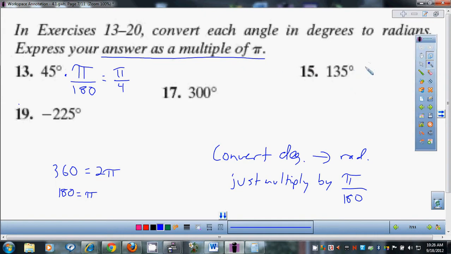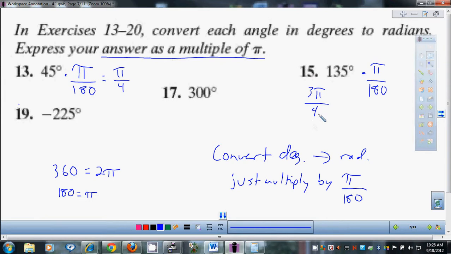So that'd be 135 times pi over 180. 135 divided by 180. Somebody just finish this for me. What is this reduced to? Thank you.